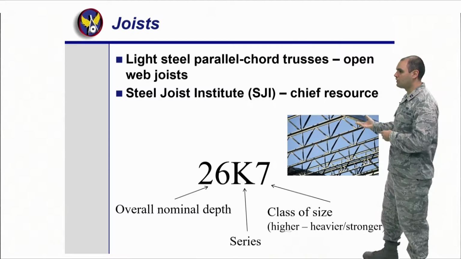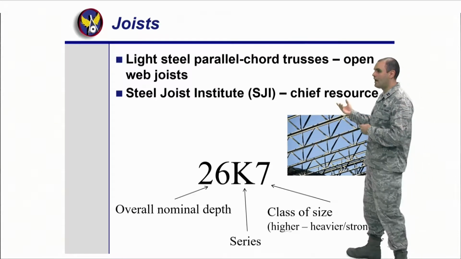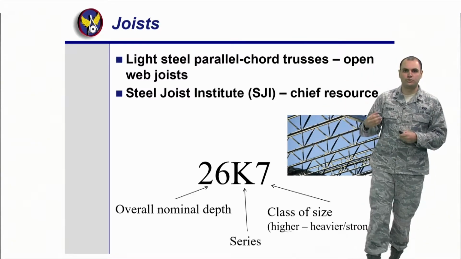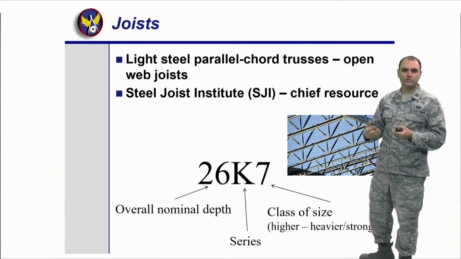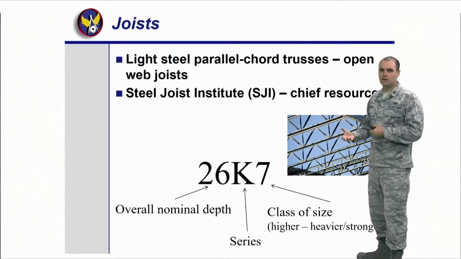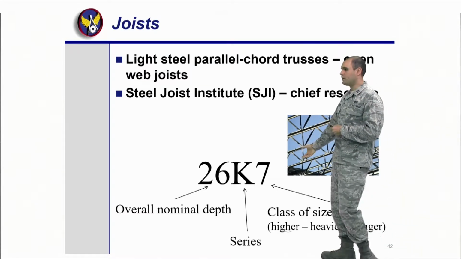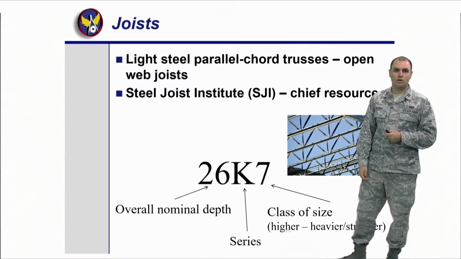Joists. So joists are also maximizing the space. I say, hey, I understand that I'm only going to use the top and bottom for tension, the web for transition. Therefore, can I just make it a truss? And so we have joists that are basically trusses, and they're designated as 20K7. The 26 means the overall nominal depth.